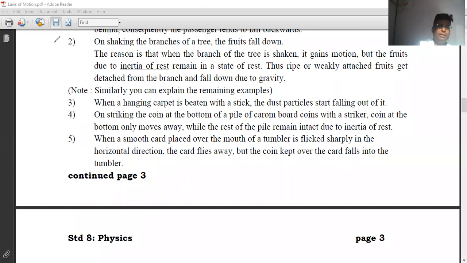Now the next example is shaking the branches of a tree, the fruits fall down, right? Suppose we want to get fruits, so we shake the branches of the tree. The reason is that when the branches of the tree are shaken, they gain motion, but the fruit, due to inertia of rest, remains in a state of rest. These weakly attached fruits get detached from the branch and fall down due to gravity.